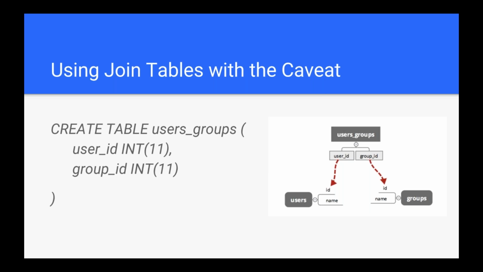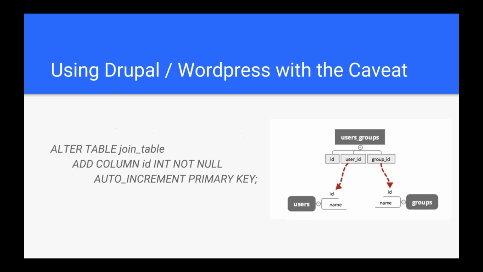But you can't do this within Compose. The reason is it limits our clustering capability. So what you have to do within Compose, which is common within Drupal and WordPress, which use classifications with tags and taxonomies right out of the box, is alter table, join table, add column id, not null, auto increment, and primary key. So we add an additional column of ID on the users groups table.